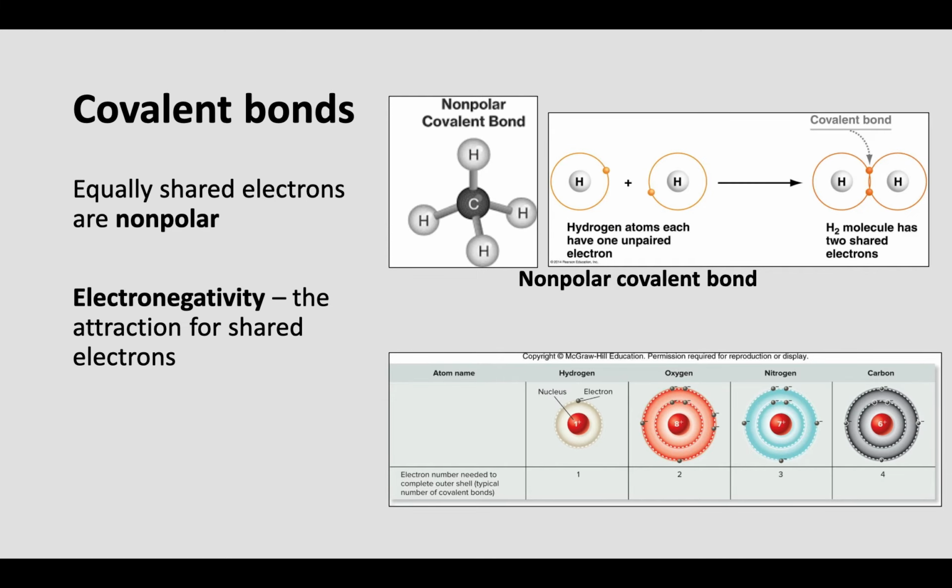Now with bonds, equally shared electrons are going to be nonpolar. All right, and this is going to make more sense when we talk about electronegativity. All right, so electronegativity is the attraction to share electrons. So some atoms are more likely to share electrons than other atoms. All right, and we call those atoms more electronegative.